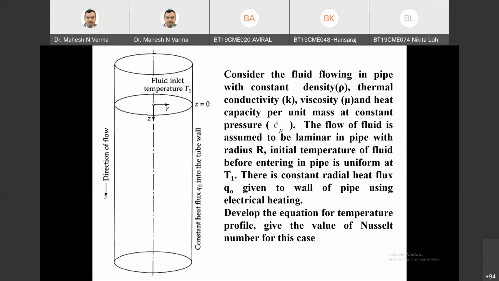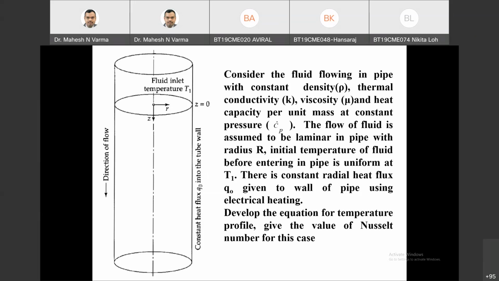Okay, it's very simple. The water is coming through this pipe, and say the pipe is given a heat flux. Say it is coated with some jacket, and a constant heat flux is given through the pipe. So certainly what will happen? The temperature of water will increase.